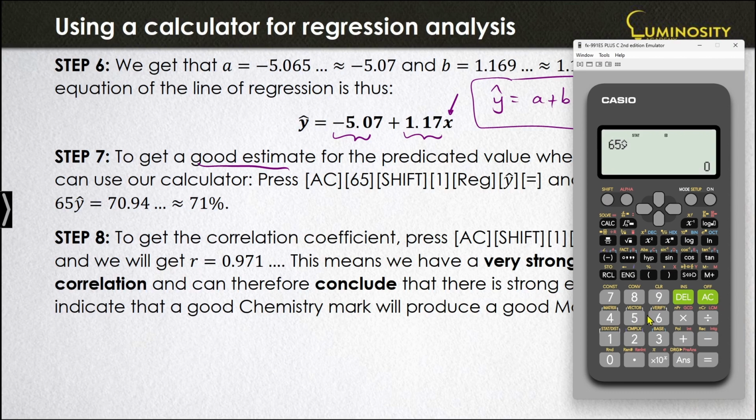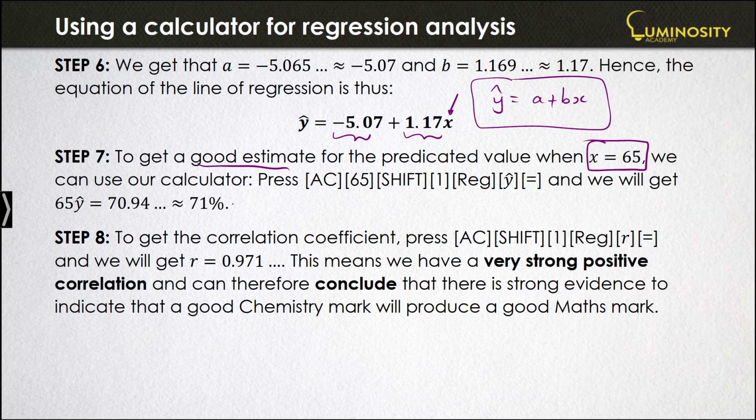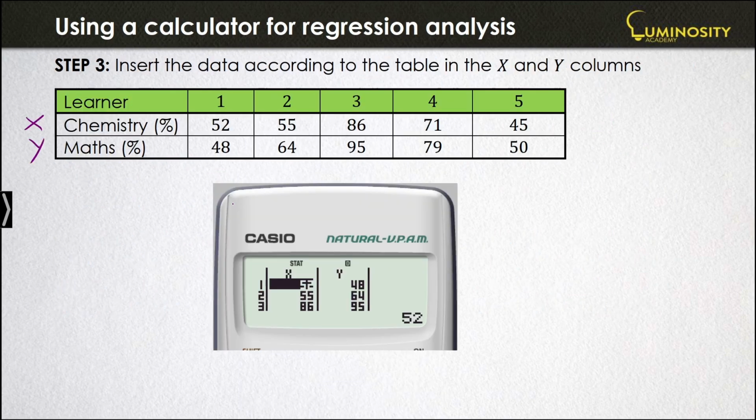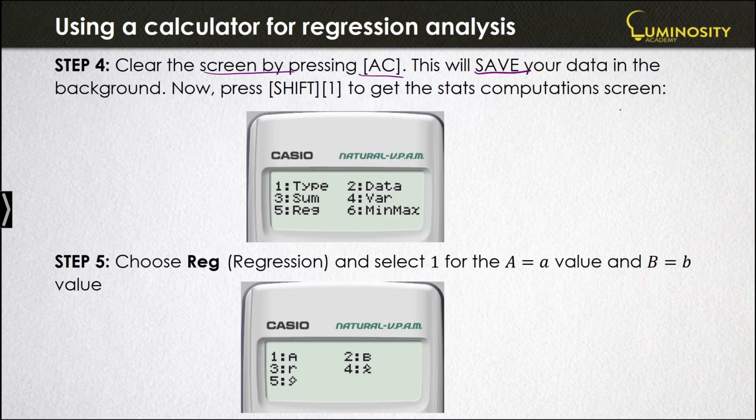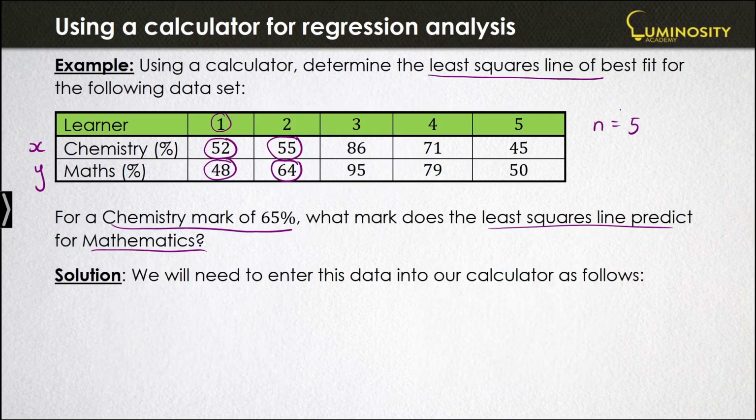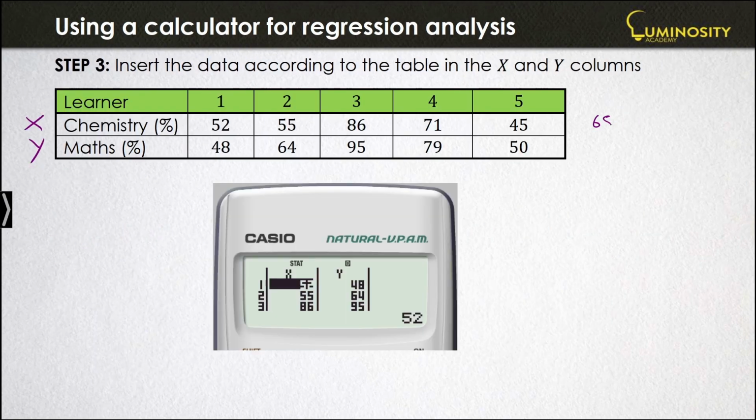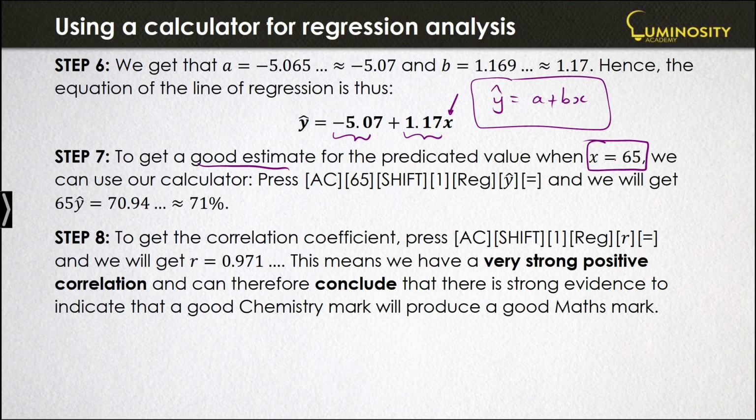Okay, it doesn't mean 65 times y hat, it just means you're looking for the estimated value of y when x is 65. That's what this expression means. So if I push equals, I get 70.94, so that's approximately 71%. So notice in our table, we didn't have a chemistry mark of 65%. However, for this learner 6, for example, we can predict based off of these values that they would get around 71% based off of that regression, based off of this line here, which is our regression line.